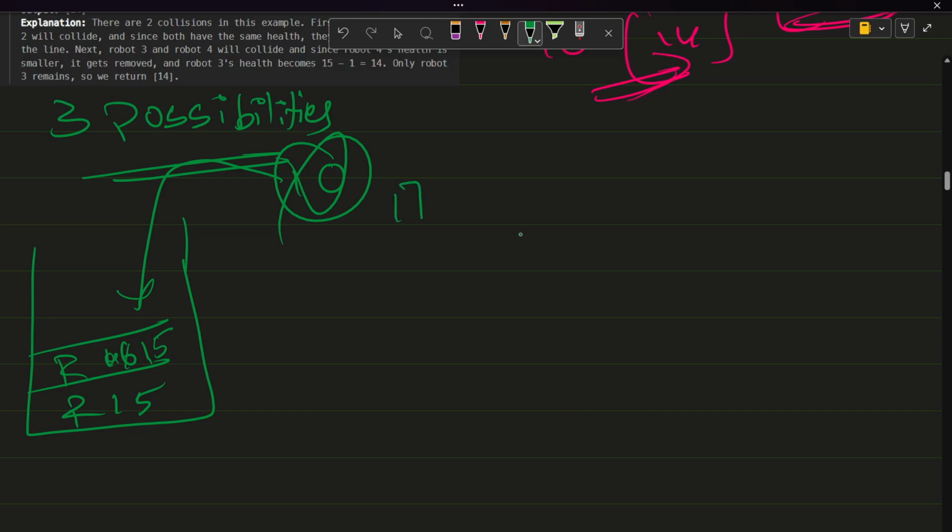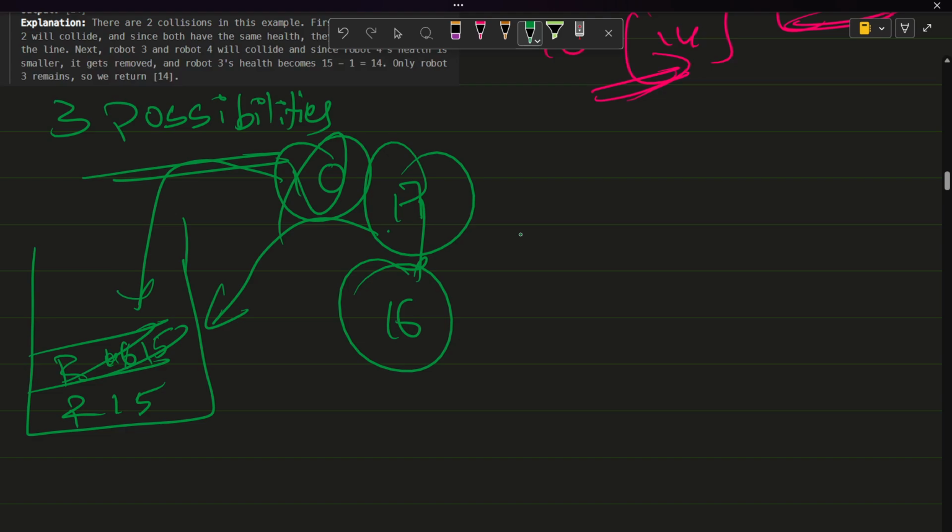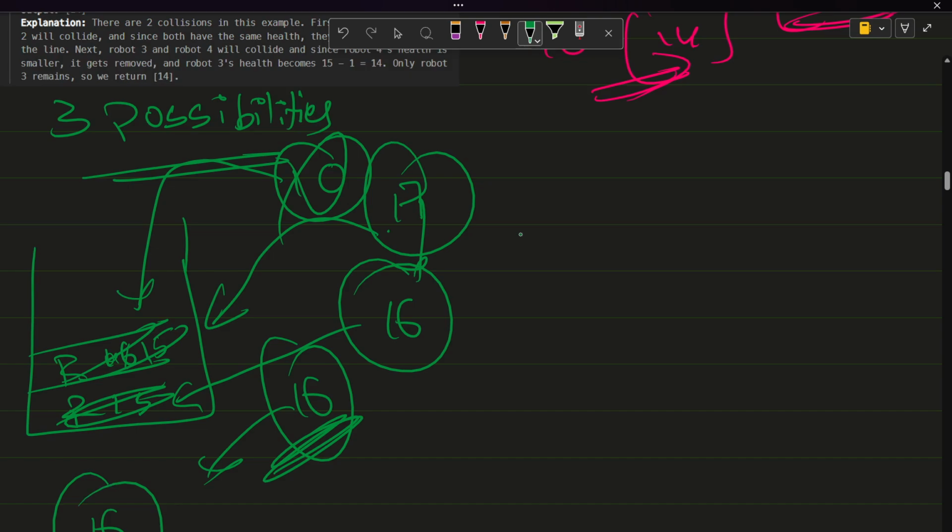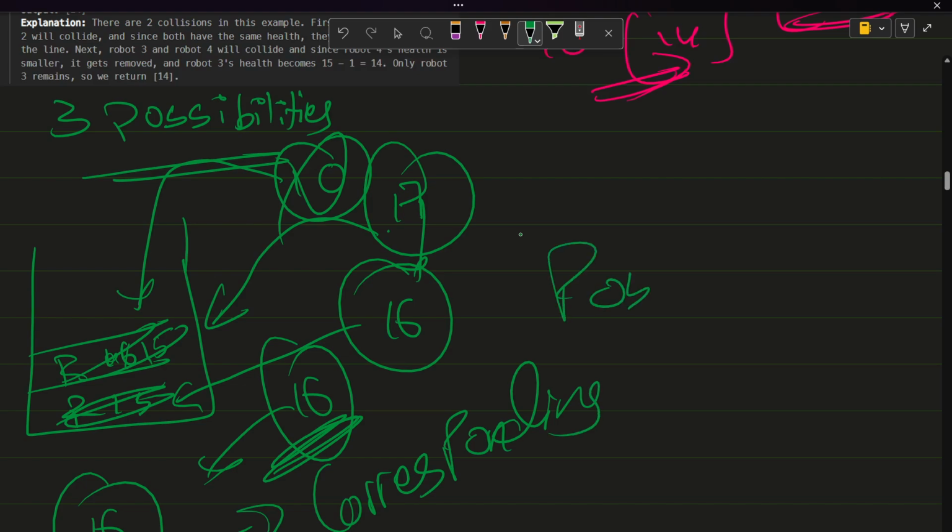And then comes 17. Okay, 17 is greater than 15. This one will be removed. This will be decremented to 16. This one will be again compared with this one. 16 is greater, so this one will be removed. So at the end, only 16 will be there. So in the answer, we will be storing this 16. But yes, please remember the corresponding positions are to be preserved.